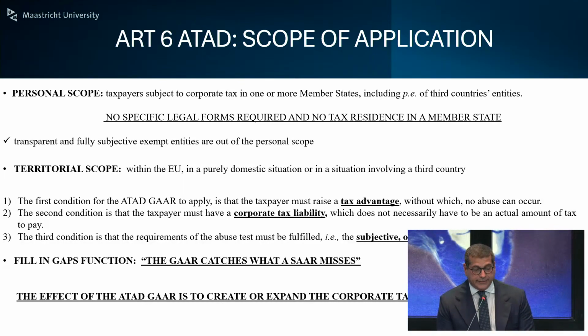For the ATAD-GAR to apply, three conditions must be satisfied. First of all, there must be a tax advantage. Without a tax advantage, there is no abuse. Second, the taxpayer must, of course, have a corporate tax liability; in this sense, I mean the taxpayer must be liable to corporate tax.